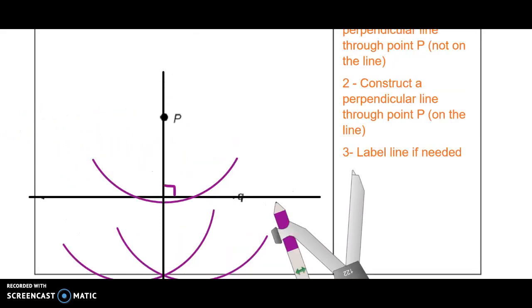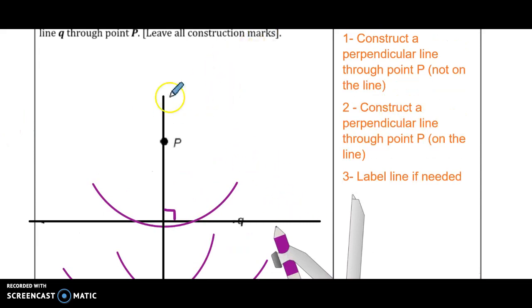So we're going to move on to step 2. Notice we do not have a line that is parallel to Q. We have a line perpendicular to Q. So let me extend this a little bit here.